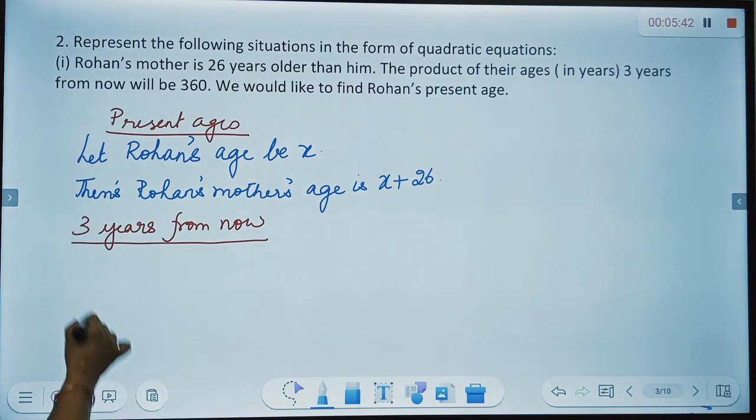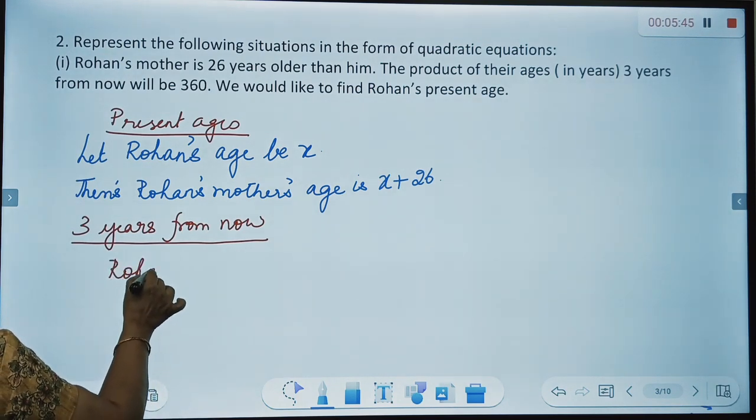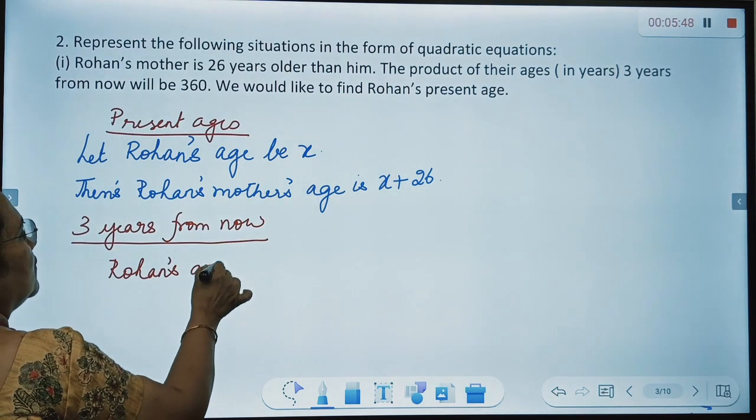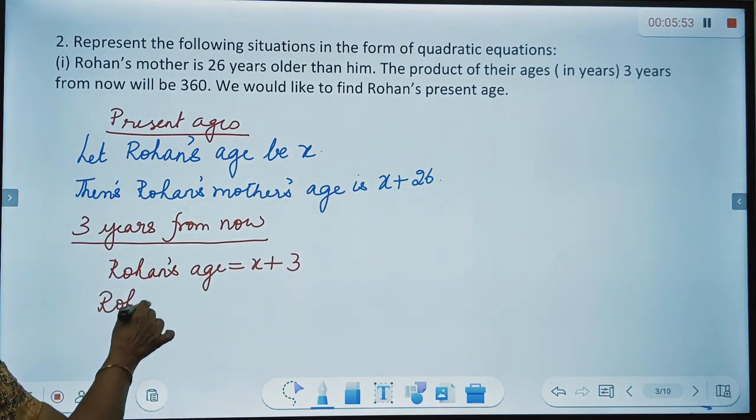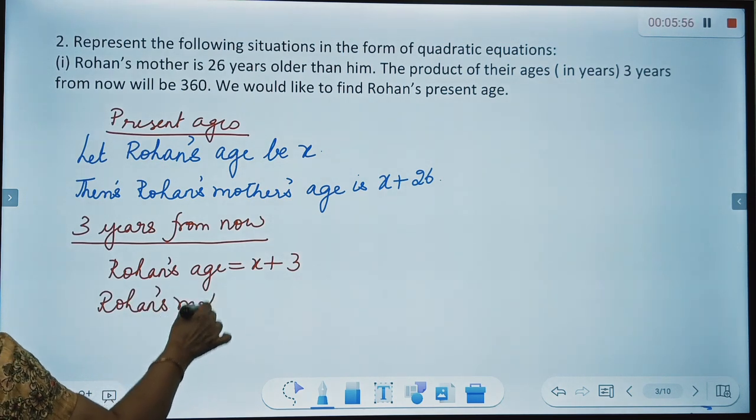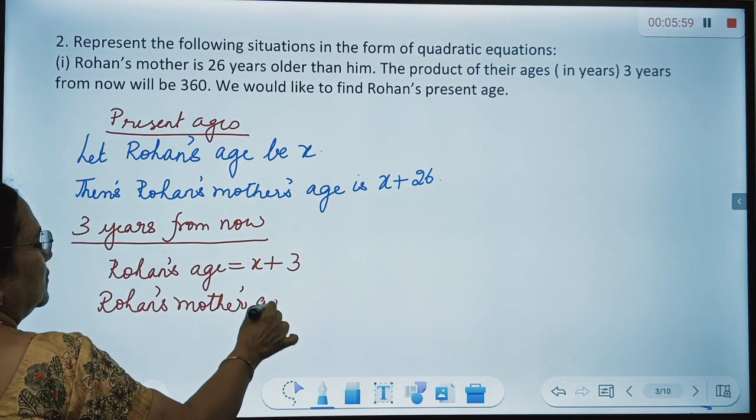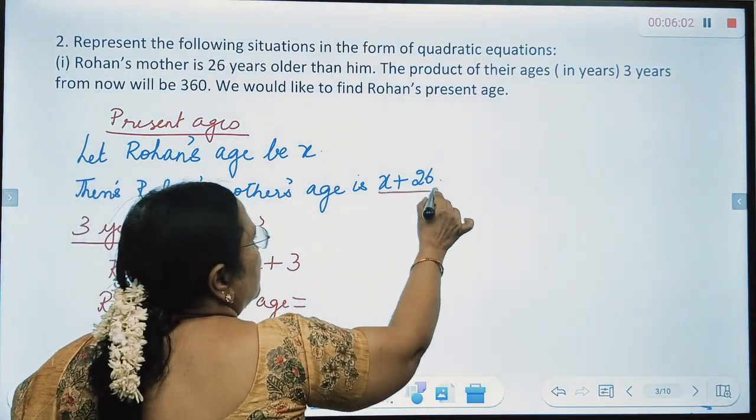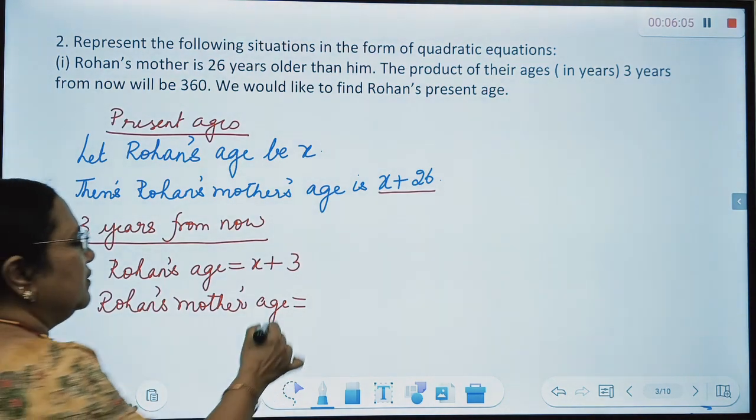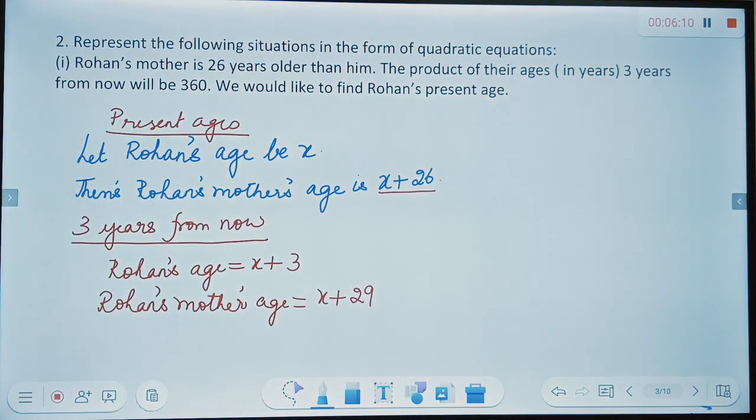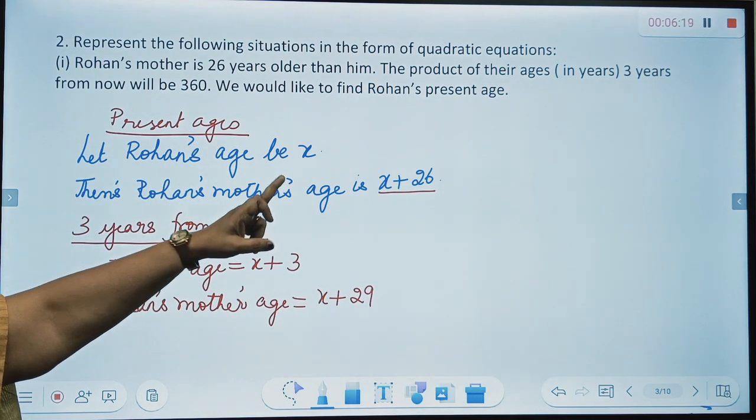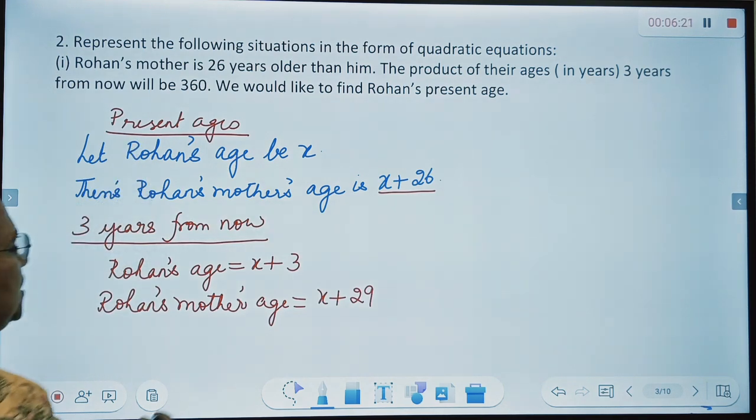Now, after 3 years, what will be Rohan's age? Rohan's age will be x plus 3. What will be Rohan's mother's age? What is her age now? x plus 26. So add 3. It will become x plus 29. So after 3 years, their ages become x plus 3 and x plus 29. Now it is given that the product of their ages 3 years hence from now will be 360.